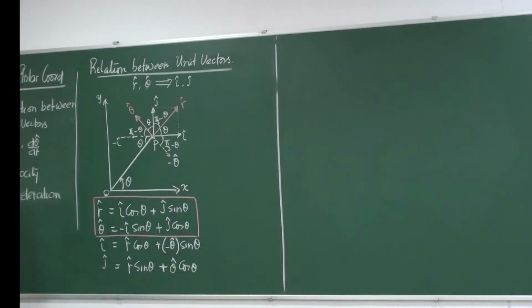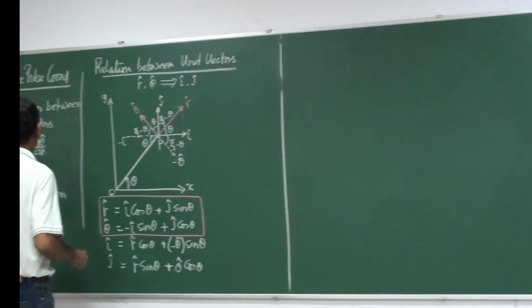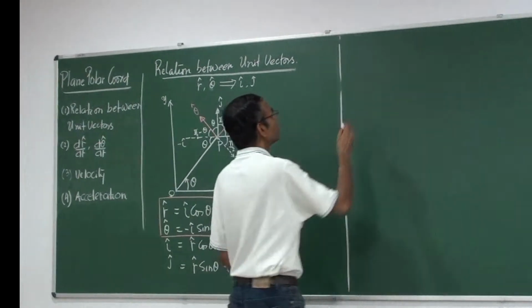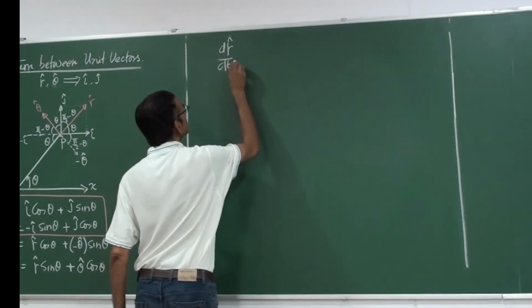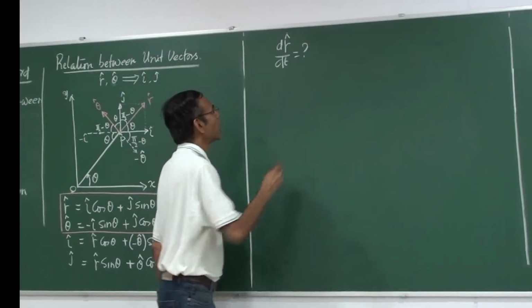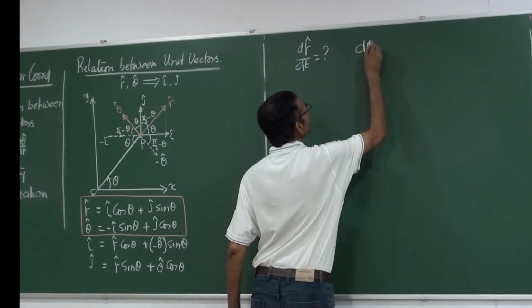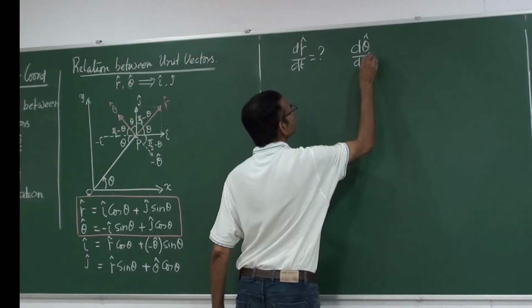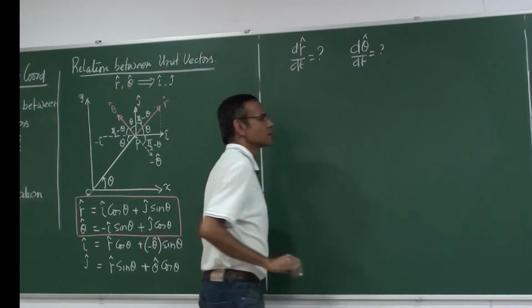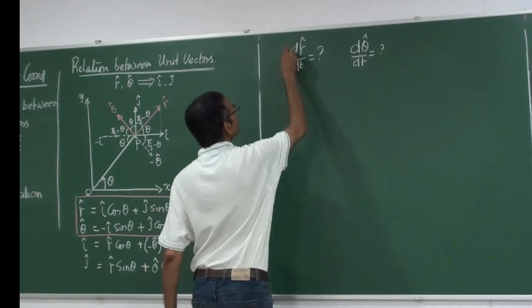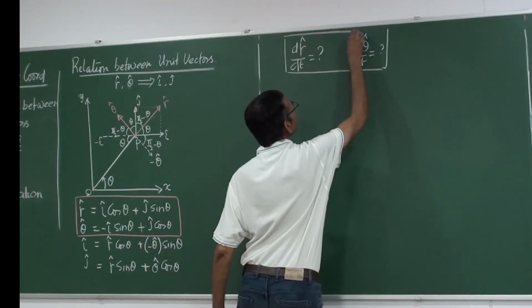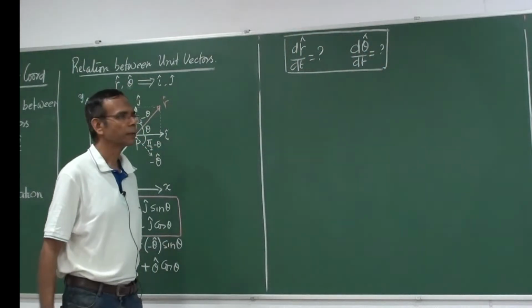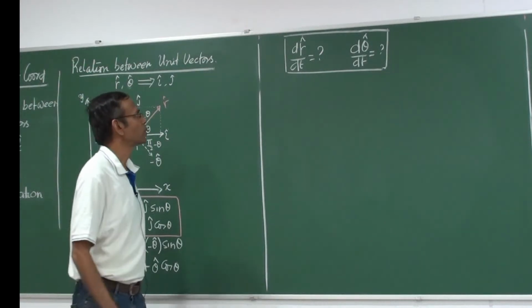Alright. So that is why I have written here, our next step is to calculate dr cap by dt and d theta cap by dt. These are the two quantities that we need to calculate. They are very, very important. Okay? So let us see how we can do it.